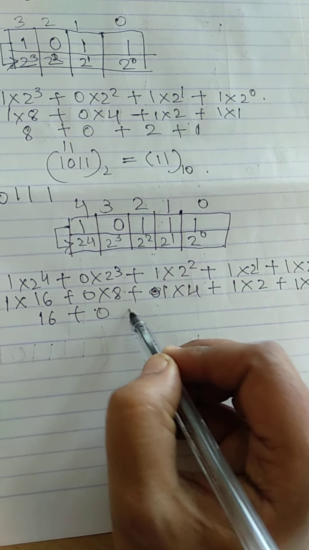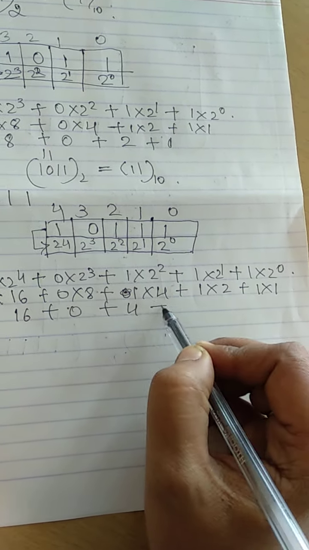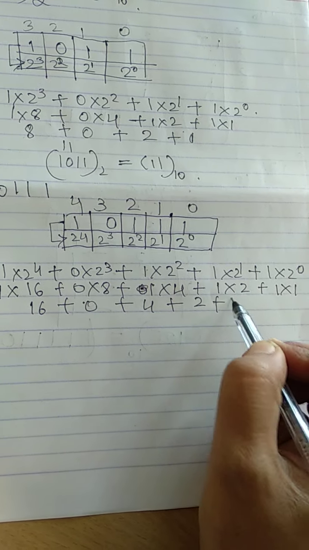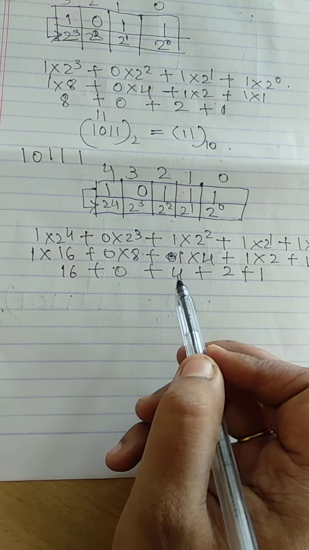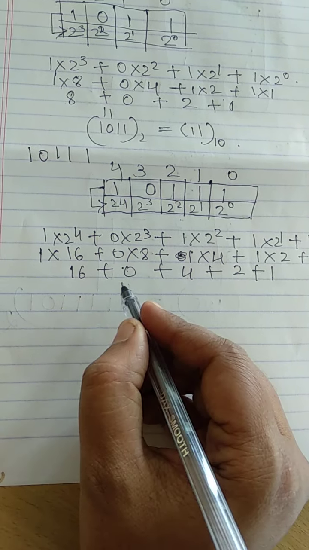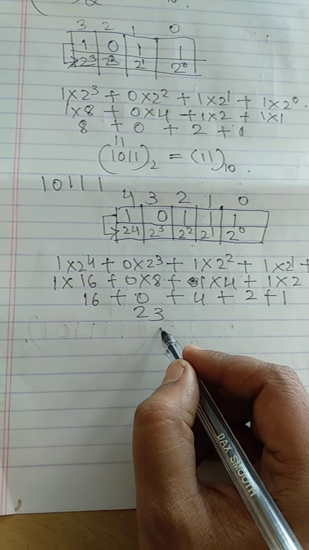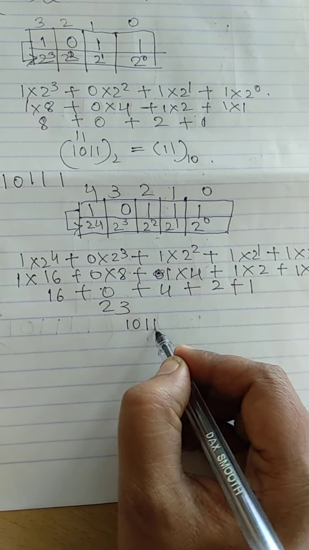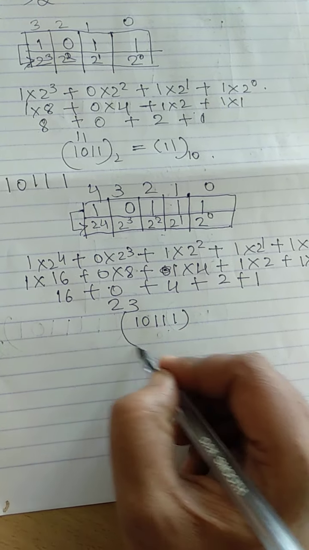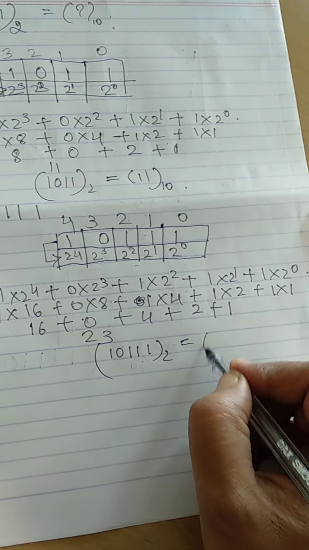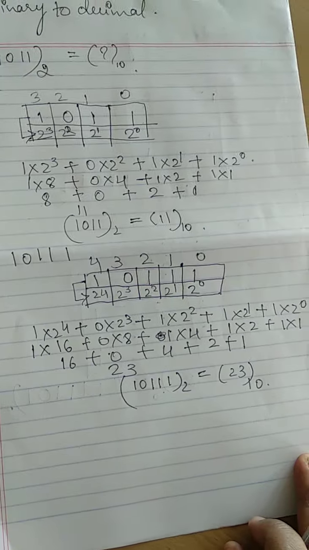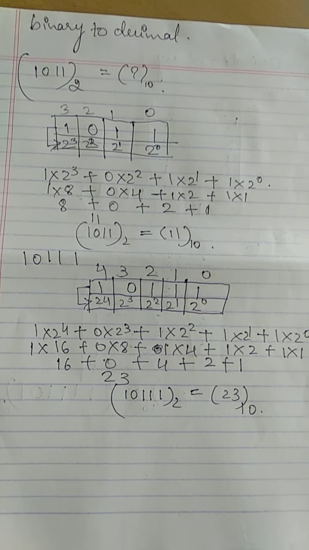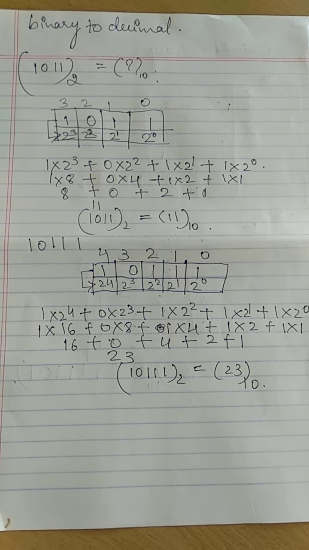So 1 into 16 is 16. 0 into 8 is 0. 1 into 4 is 4. 1 into 2 is 2. 1 into 1 is 1. So this is 16 plus 4 is 20, 22, 23. So for the binary 10111 base 2, the answer is 23 in decimal. So this is how we convert binary to decimal.